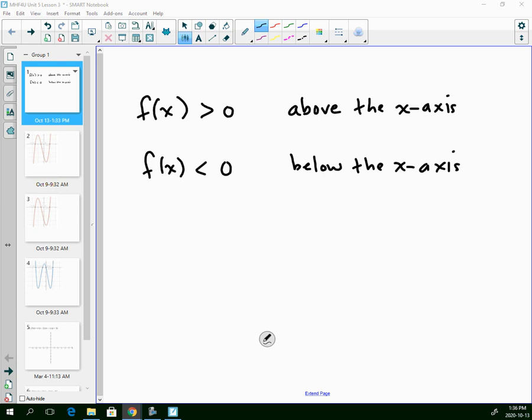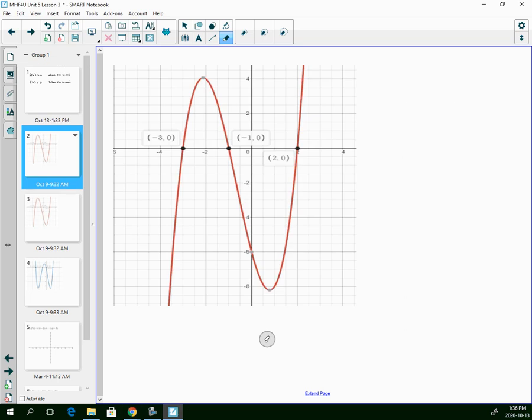Okay. So here we have f of x is greater than 0, where is it above the x-axis? And f of x is less than 0, where is it below the x-axis? Okay, so let's look at a graph. So here we have a graph which we know is a cubic function. It's an odd degree. The ends are going in opposite directions. It's a positive leading coefficient.